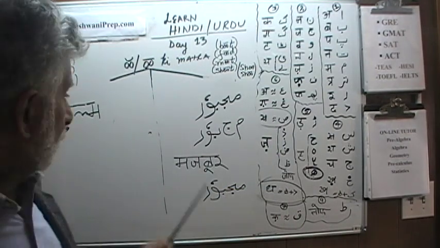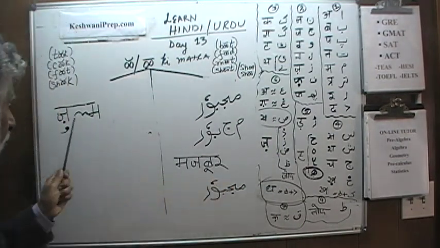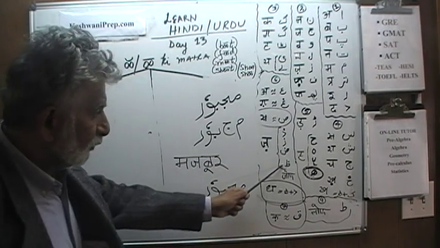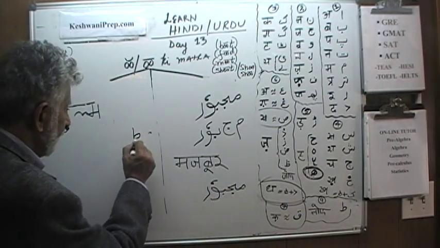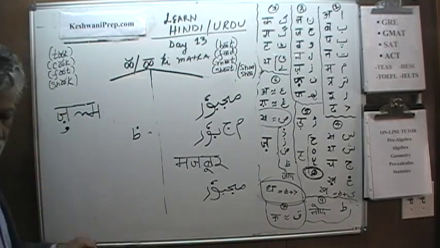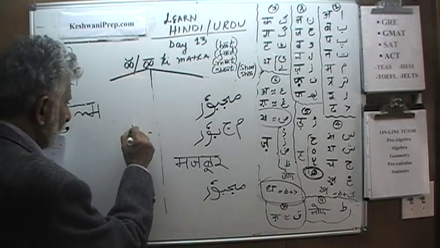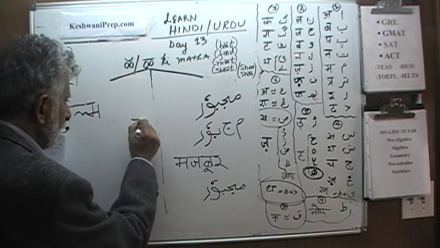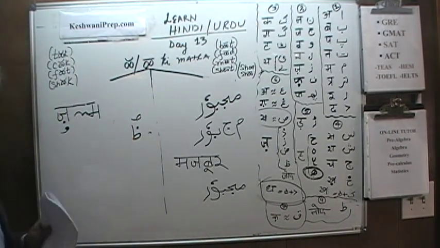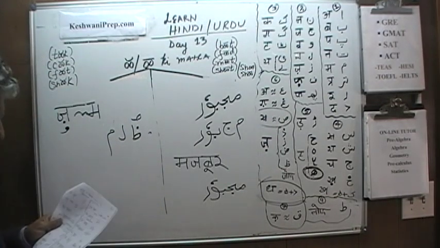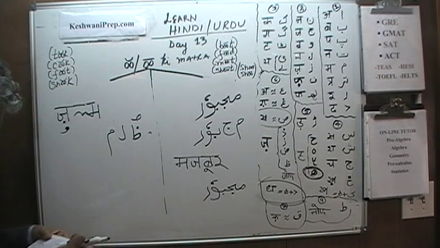The writer has to know which Z the word Zulm calls for. And the answer is, it calls for Zoin, this letter right here. It has a dot on top of it. This whole thing is a Zoin. And we want a Zu, Zu, and then the L and the M. Watch how they join together.